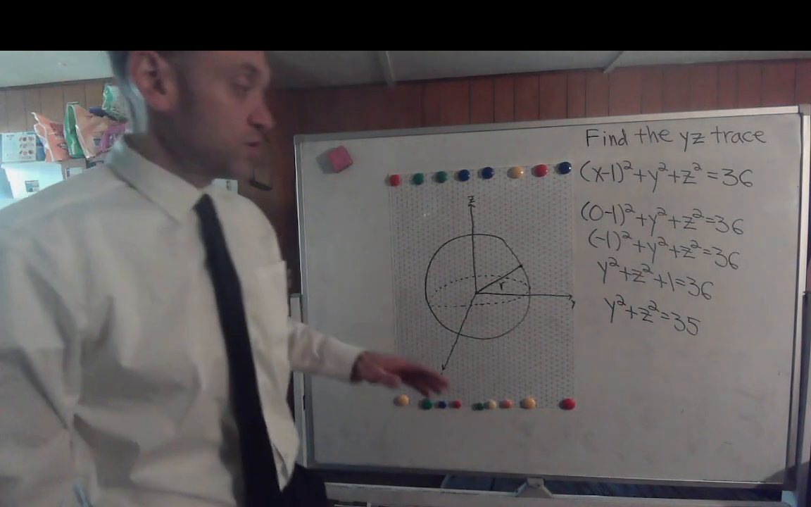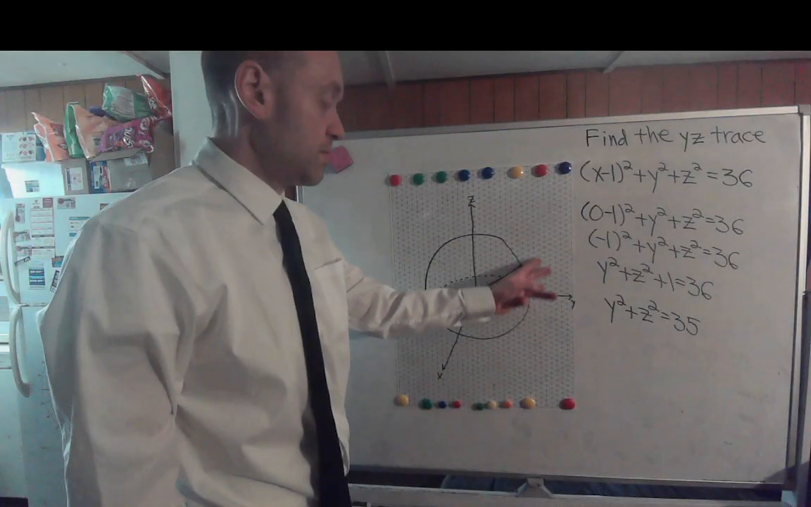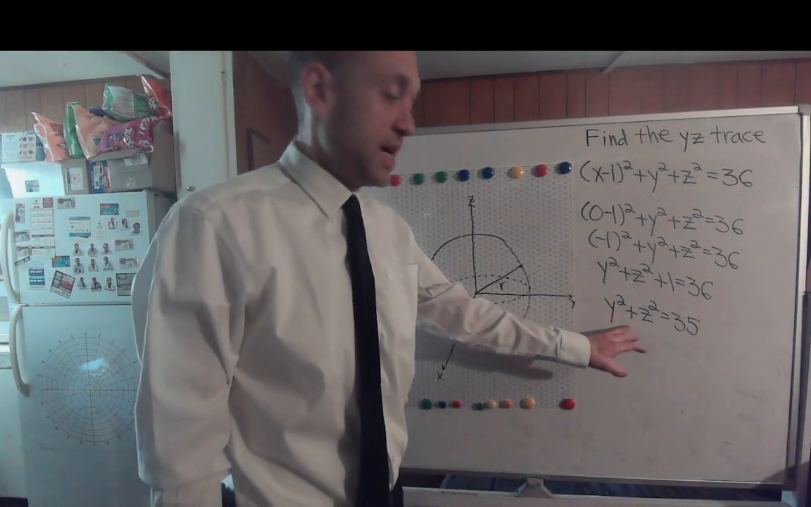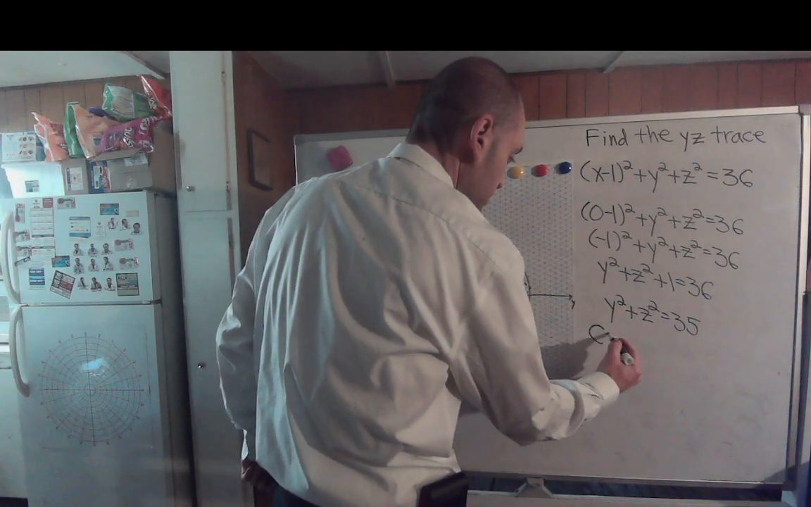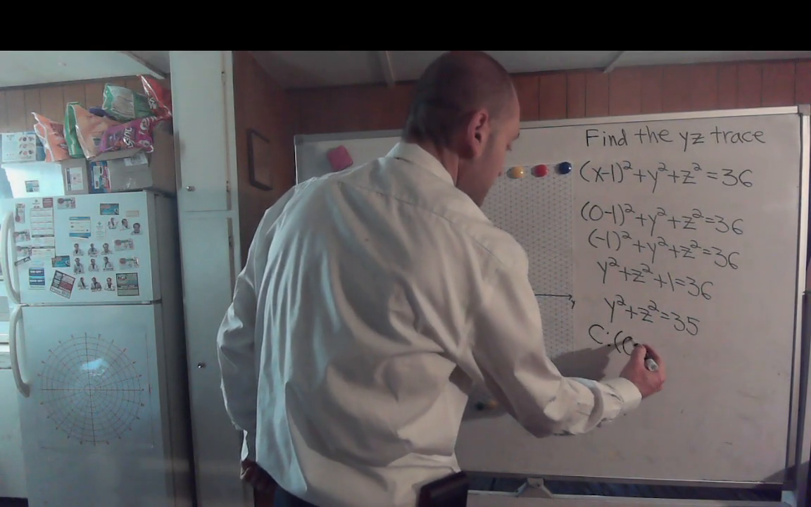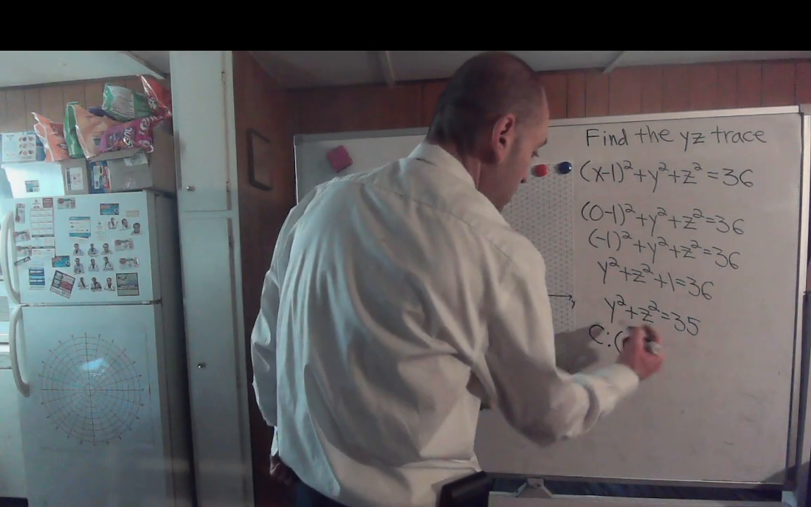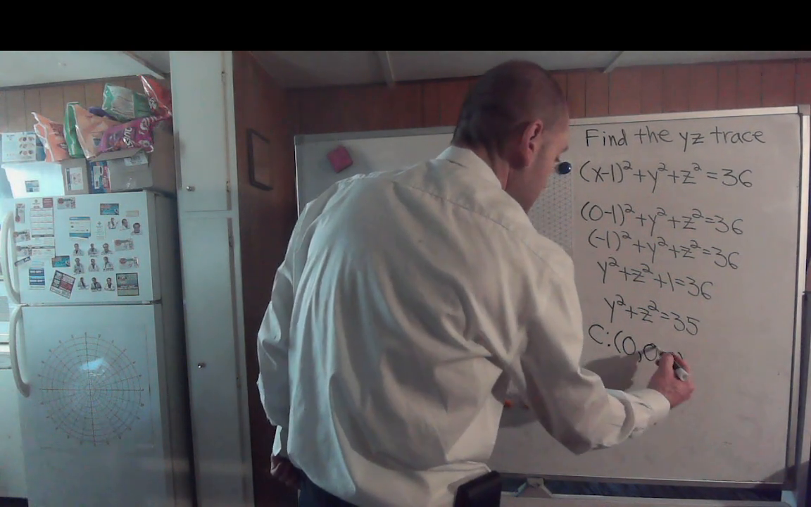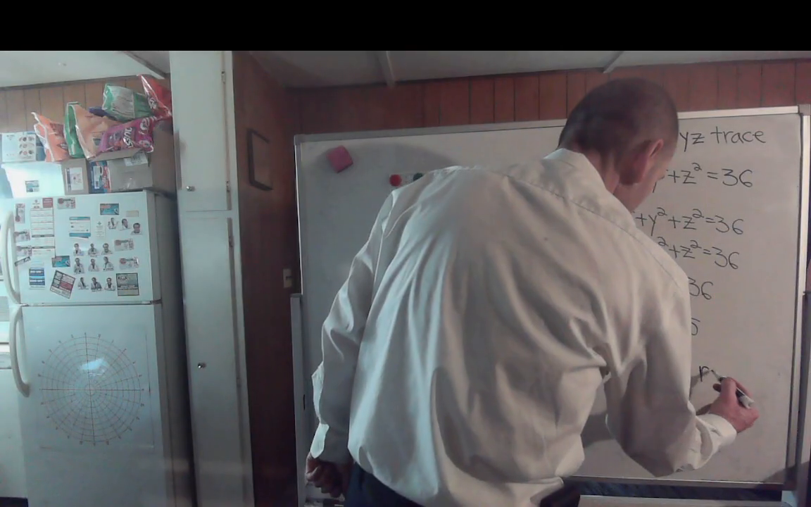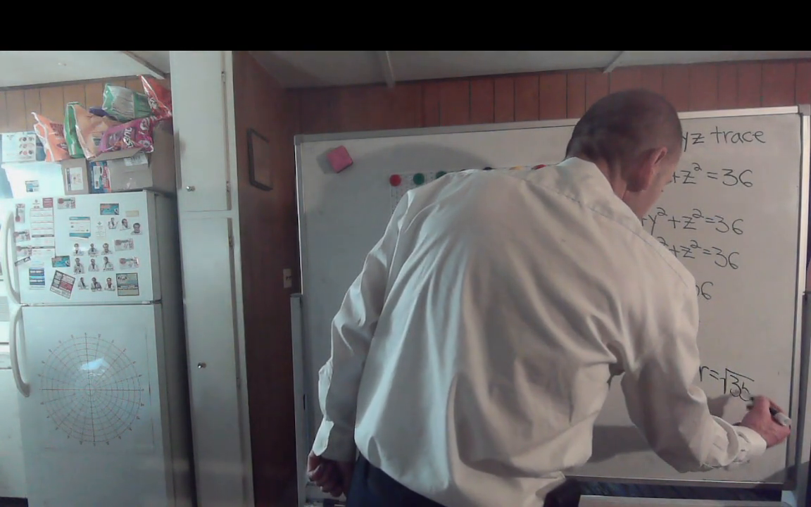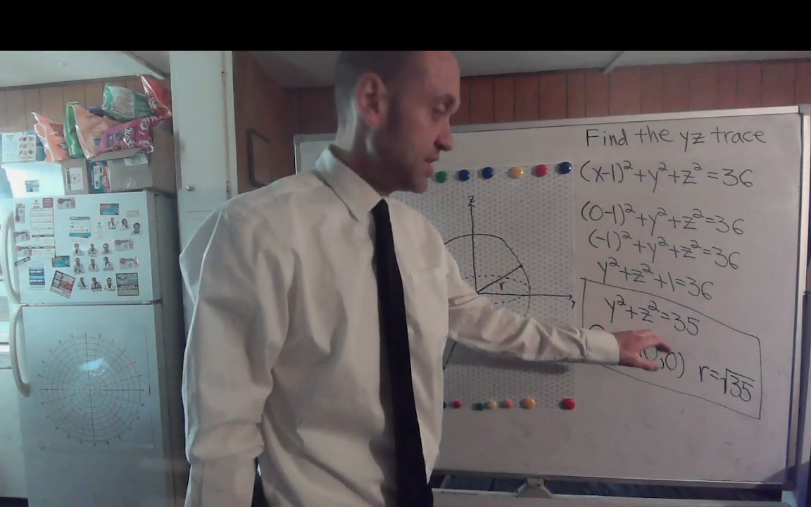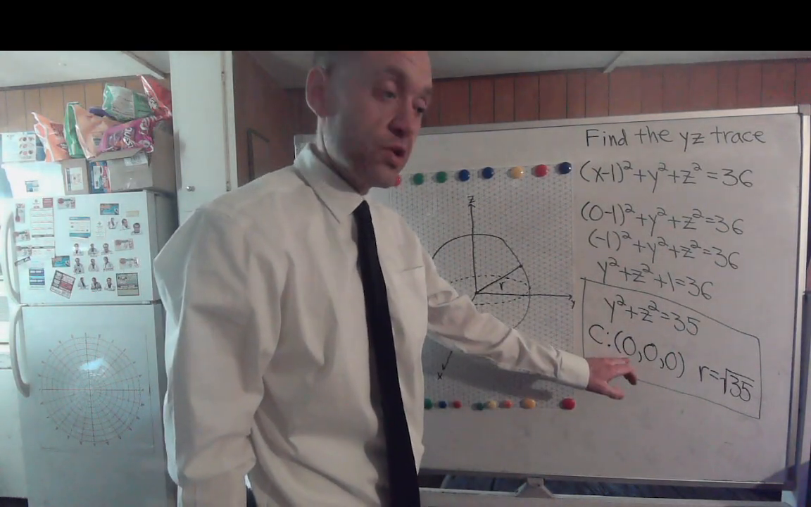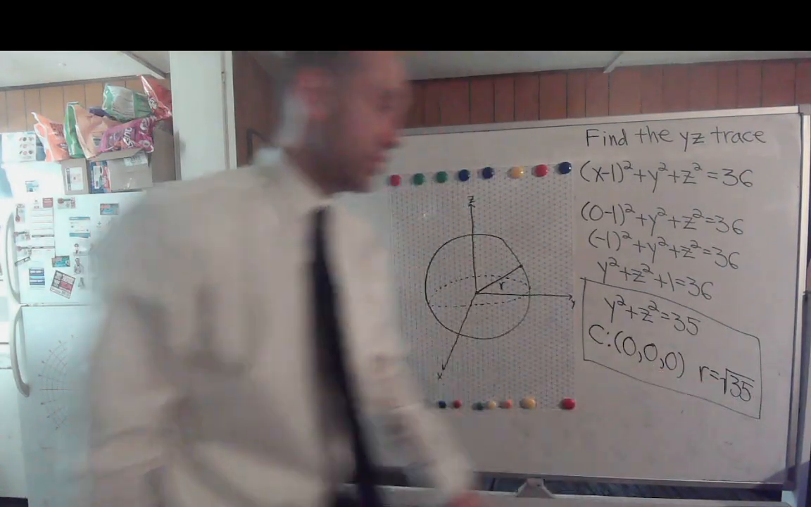You end up with a circle in the yz plane with the equation y² + z² = 35. Now let's find the center of this circle. X is 0 by default because it's a yz trace. Y is 0, z is 0. The radius is the square root of 35. So for the yz trace, you end up with a circle in the yz plane, y² + z² = 35, center at the origin, and radius of length √35.